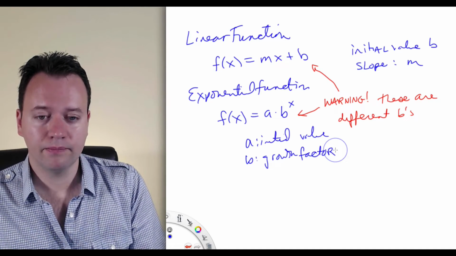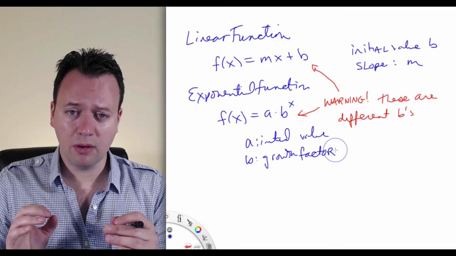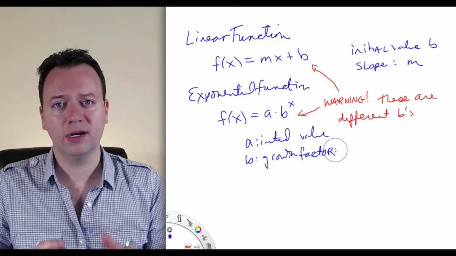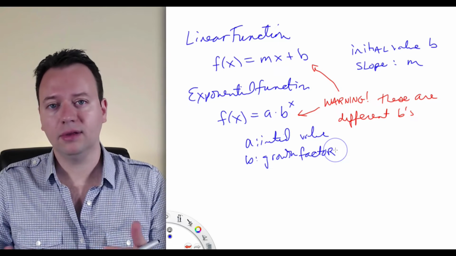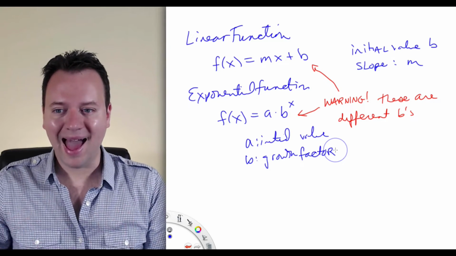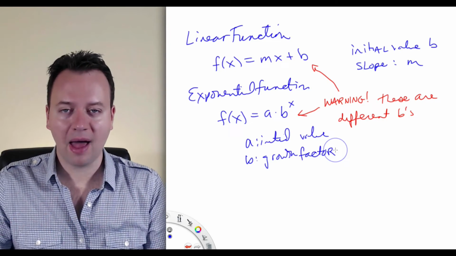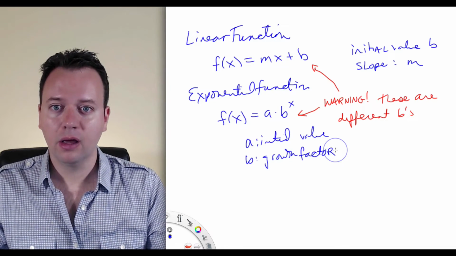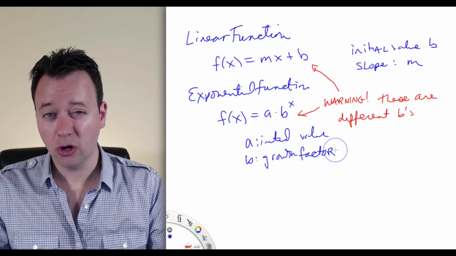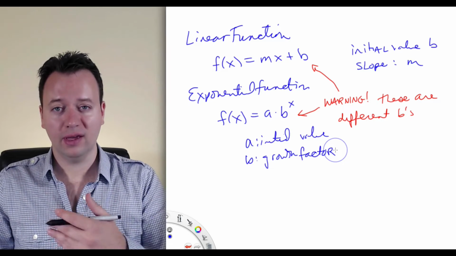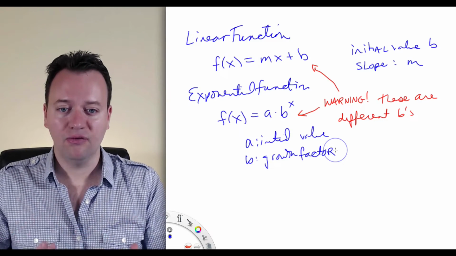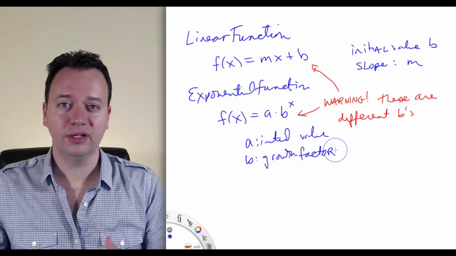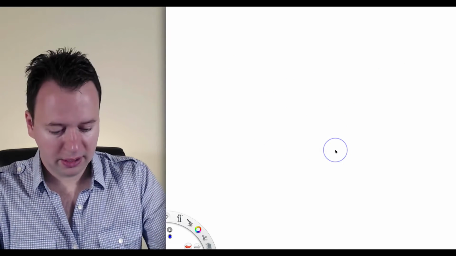So the difference between a linear function and an exponential function is that when you have a linear function, you're always adding the same constant amount, called the slope, every time x is increasing by 1. Whereas with an exponential function, you're multiplying the previous output by the same value, called the growth factor, every time you increment x by 1. So let's take a look at this.